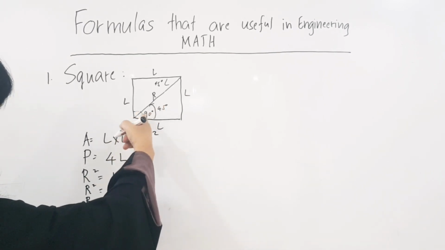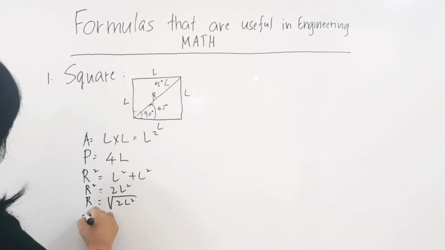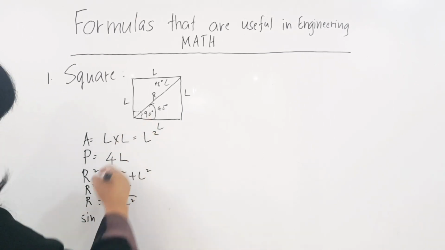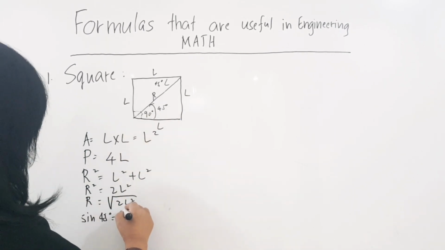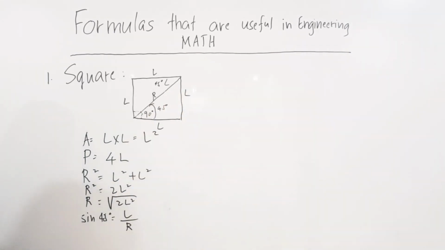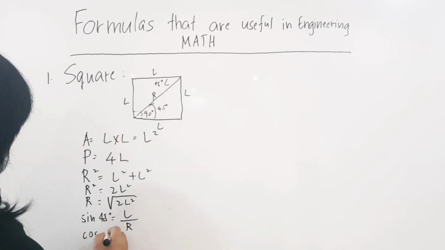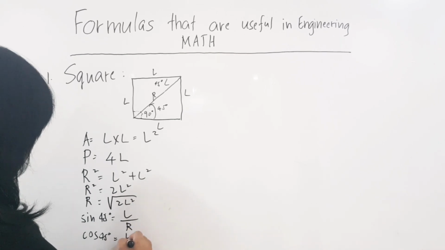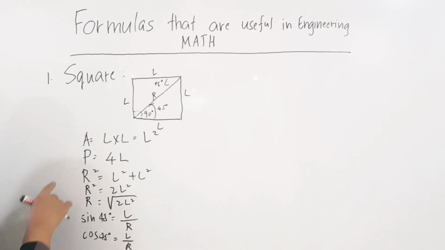So also you can find the R by using the sine function: sine of 45 degrees is equal to the length over R, this side over this one. You can also use cosine of 45 equal to L over R. They are the same because they have a square. So, this is the square shape where we can find this side, this side, or the area.